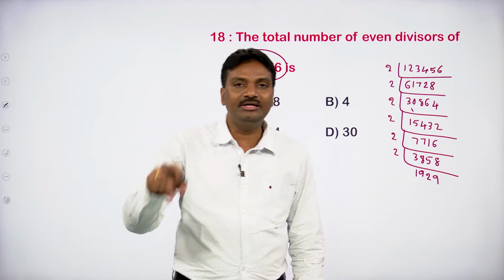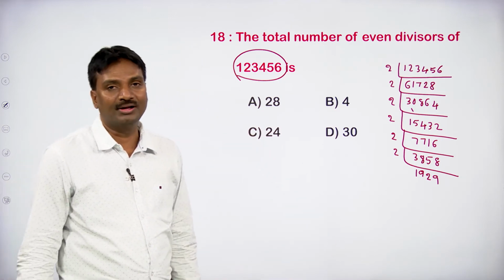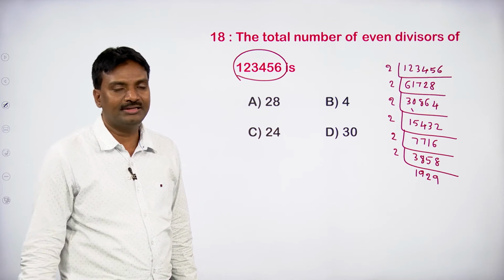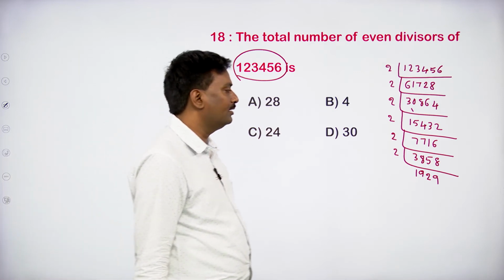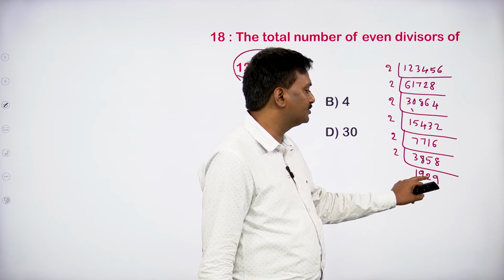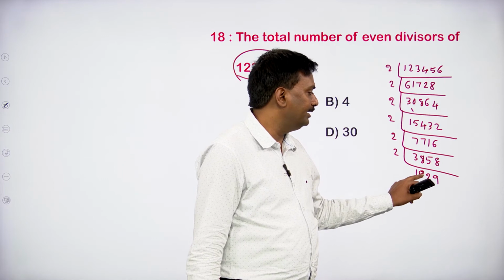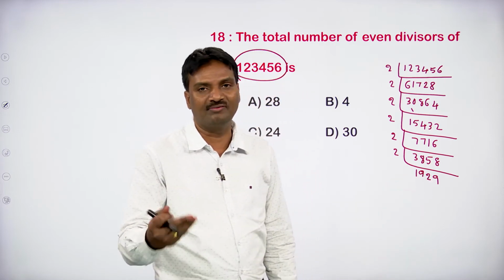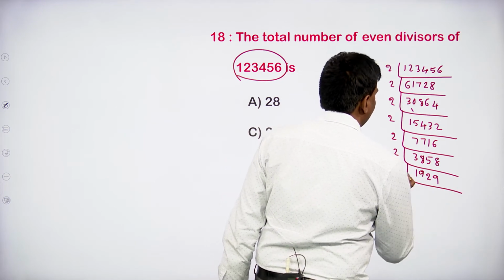But 1929 is an odd number, so we can't take 2. Next let us check whether 3 is a factor of 1929 or not. 1 plus 9 is 10, 10 plus 2 is 12, plus 9 is 21. 21 is clearly divisible by 3, so that is why we can take 3.